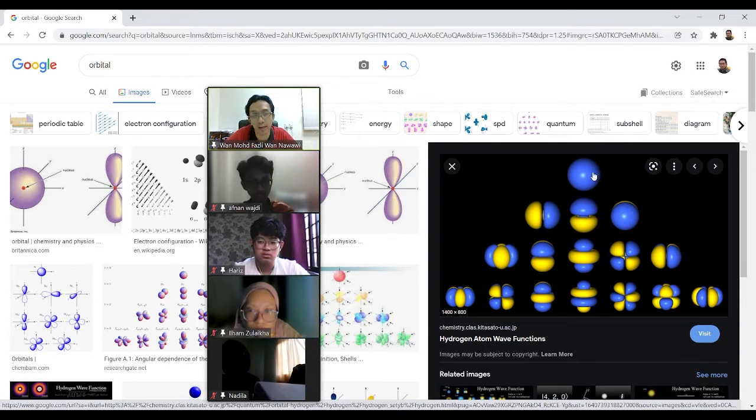So meaning that here you can fill in the first orbital with 2 electrons. The second, there are 6. The third, 1, 2, 3. You can calculate how many that is. Okay, there are a lot of things.